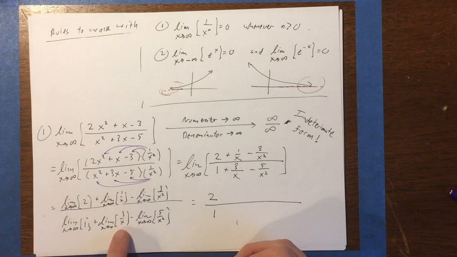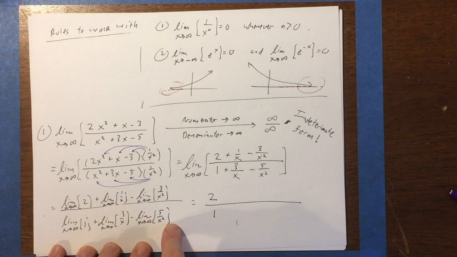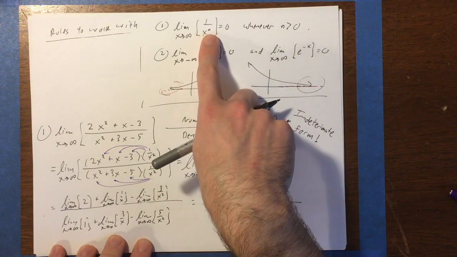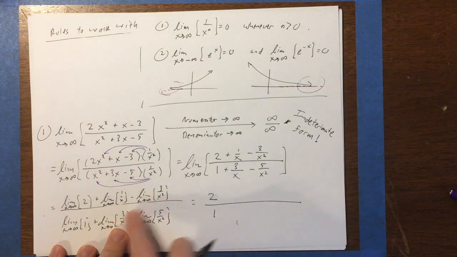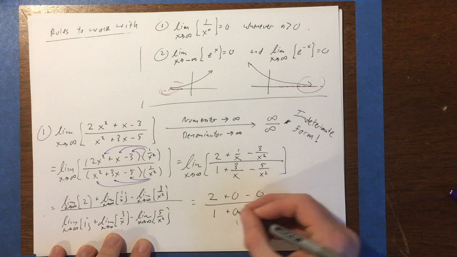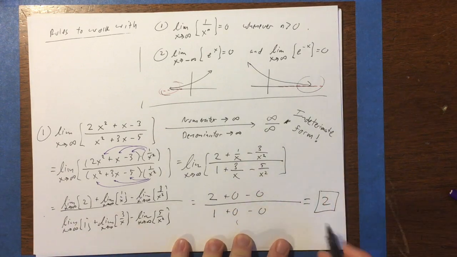But then each of these other ones, they are limits of some constant multiple of 1 over a power of x, a positive power of x. So every one of these other terms is just 0. And now this is clearly equal to 2, which is our limit.